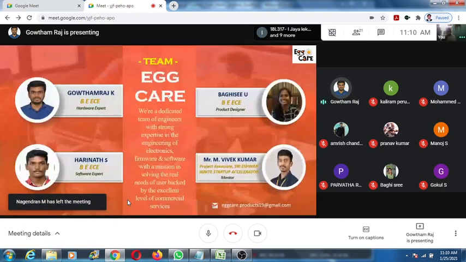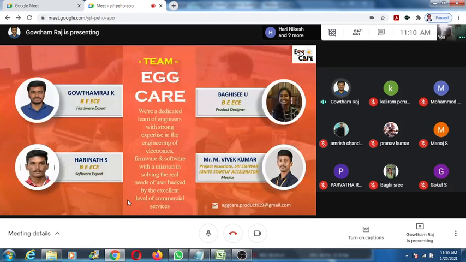This is our team. Myself, Gautam Raj, I will be the project lead and I handle the hardware part, and Harinath will be taking care of the software part, and Bhagyashree the product design part. And our team is mentored by Mr. Vivek Kumar M. He is the project associate in Sri Ishwar Ignite Startup Accelerator.